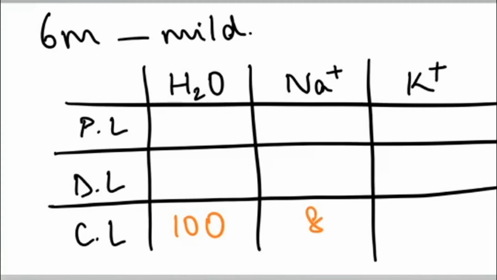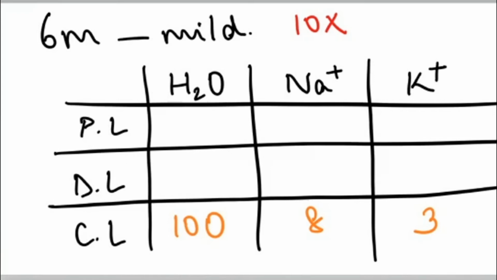We have standard values, so 100, 8 and 3. I will take 8 and 3 instead of 6 and 2. Then we can move on to the pathological losses. How do you calculate that? Do you remember? 10 times the percentage of dehydration times the body weight. We do not have the body weight over here, so we need to calculate that.